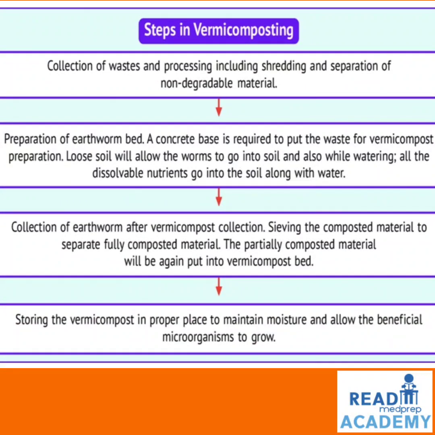What are the steps in vermicomposting? Collection of waste and processing, including shredding and separation of non-degradable material. Preparation of earthworm bed. A concrete base is required to put the waste for vermicompost preparation. Loose soil will allow the worms to go into the soil, and also while watering, all the dissolvable nutrients go into the soil along with the water.